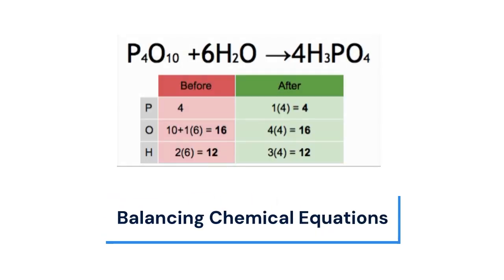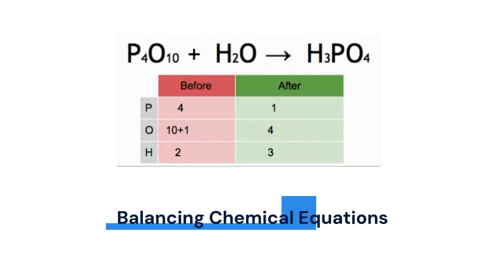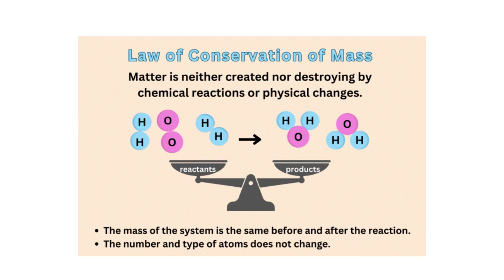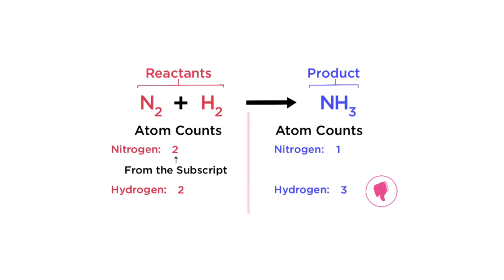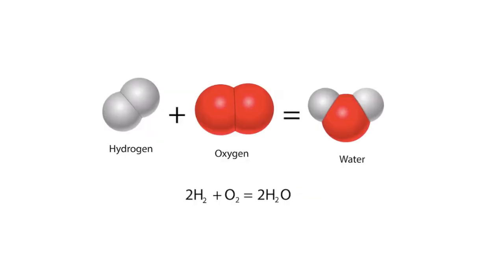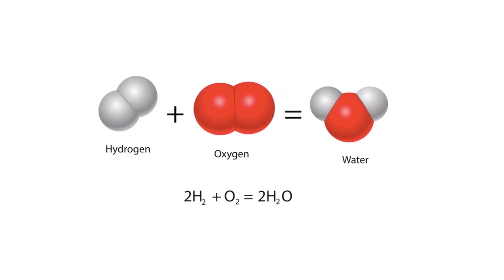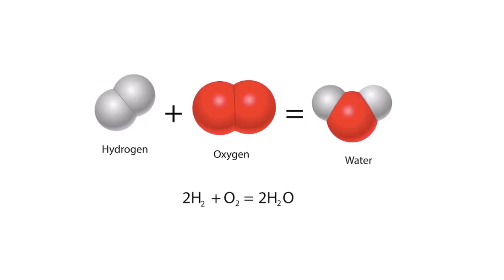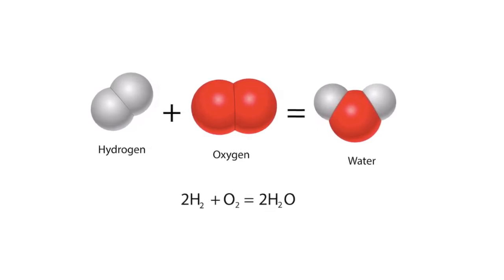When writing chemical reactions, it is important to balance them. This is because of the law of conservation of mass, which states that atoms cannot be created or destroyed in a chemical reaction. Therefore, the number of atoms of each element must be the same on both sides of the equation. To balance an equation, count the atoms of each element, adjust the coefficients, numbers in front of formulas, and make sure both sides are equal. For example, the reaction of hydrogen with oxygen to form water is balanced as 2H2 + O2 → 2H2O.